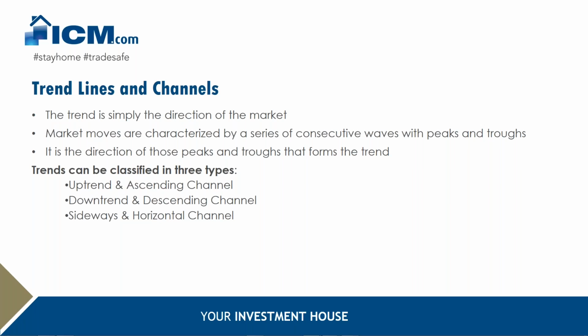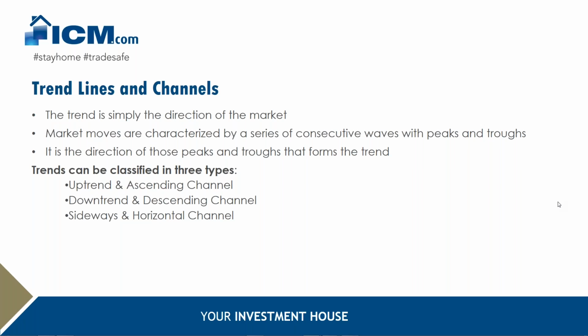Market moves in a trend, so we have to assume that the market is moving in a certain trend. This trend consists of waves. These waves have peaks and troughs. So the market moves in waves, and based on the direction of those peaks and troughs, this forms the direction of a certain trend.